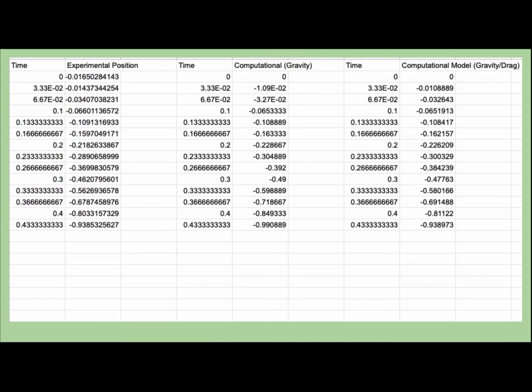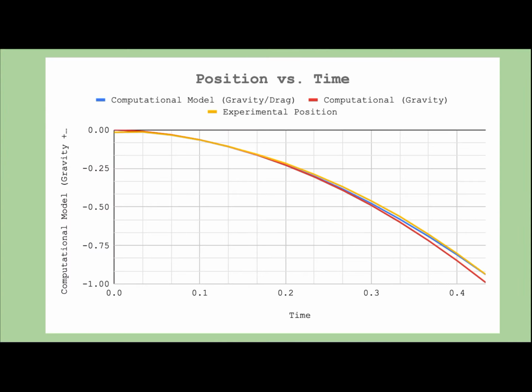So here's all the data for reference, and here's the graph, which will be explained more in depth.